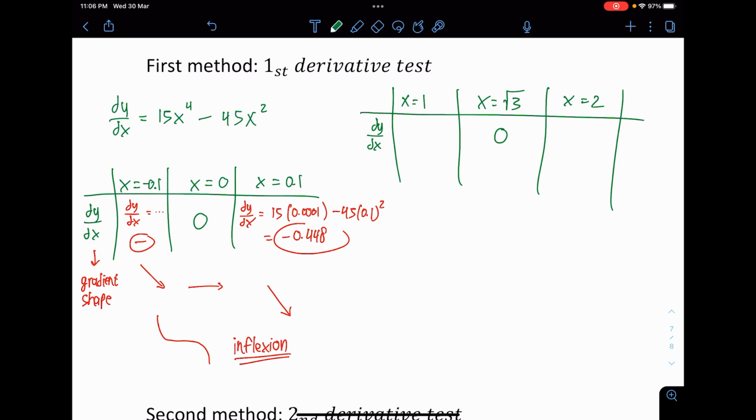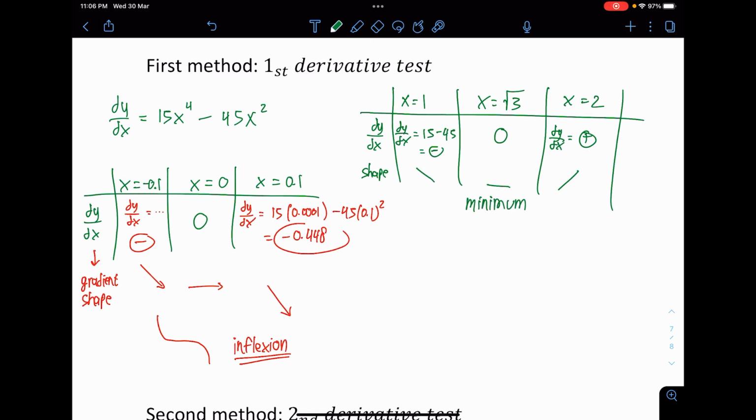If I let x equals 1, I'll get dy dx as 15 minus 45. This is going to be negative. Likewise, if I put a 2 here, this is going to be a large number. You can try to use a calculator. I got a positive number. So then what does the shape look like? It's sloping down, stops a little bit, horizontal, and then sloping up. It is therefore a minimum point.